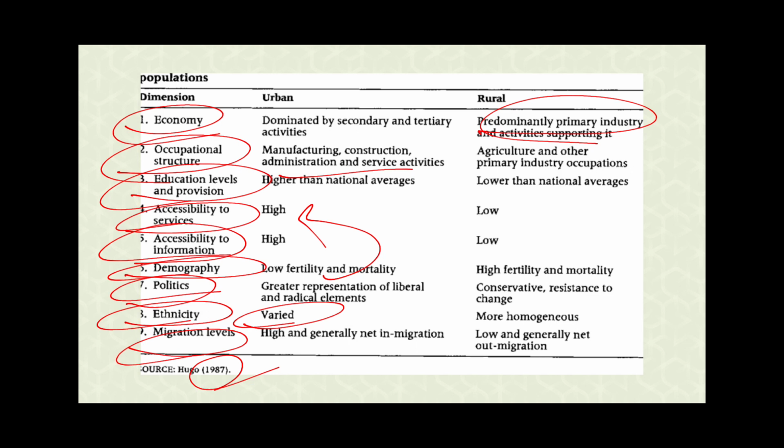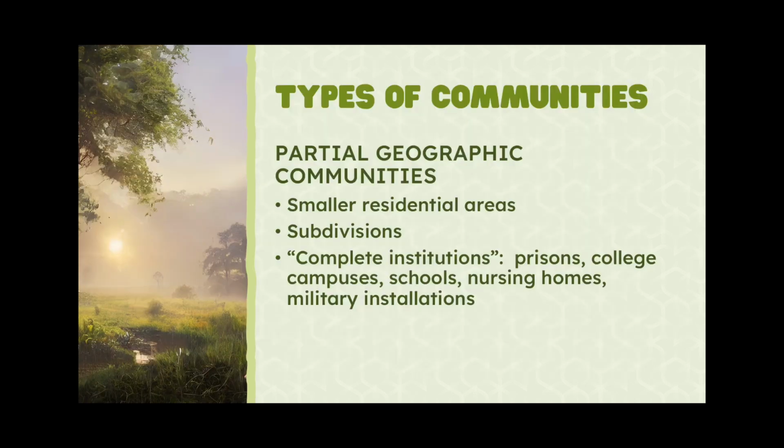in these particular areas compared to rural areas wherein you expect generally homogeneous ethnic minorities and lesser people going in rural areas. Now within geographic communities, we have the partial geographic communities wherein you have smaller geographic areas within geopolitically identified barangays, for instance. So for example, you have smaller residential areas like subdivisions or compounds in a particular community, or probably you have the sitio. And then you also have the complete institutions.